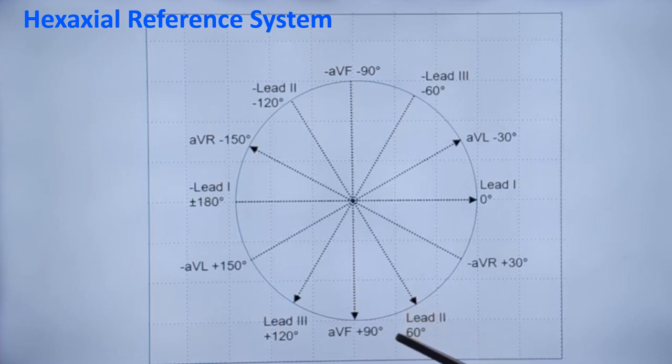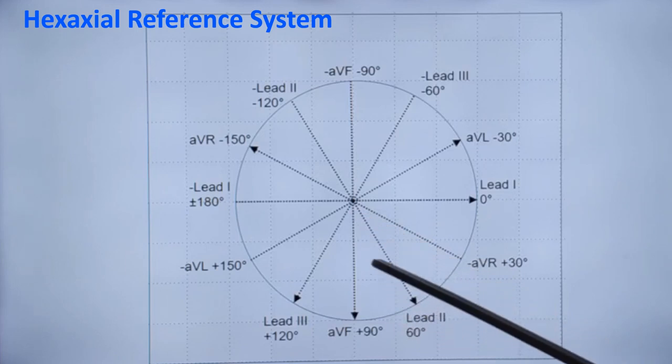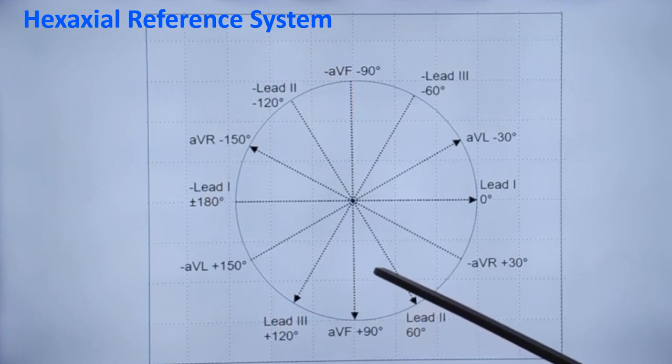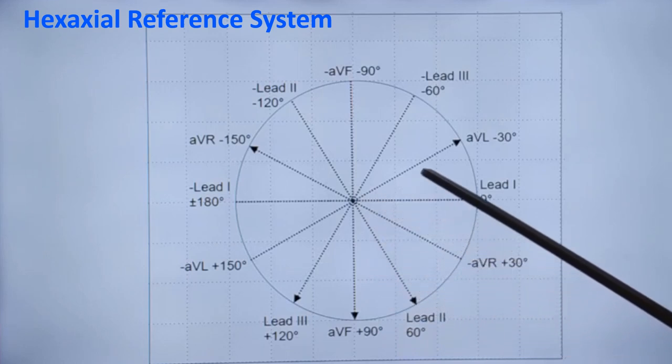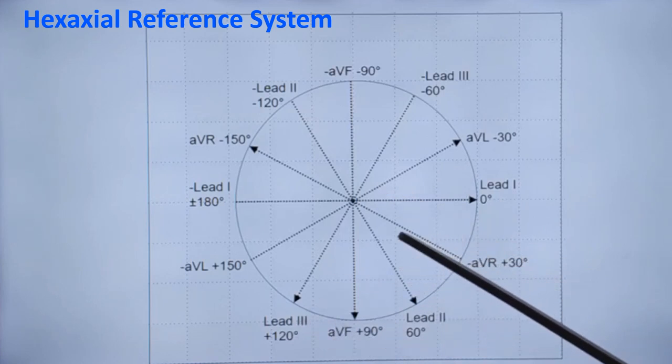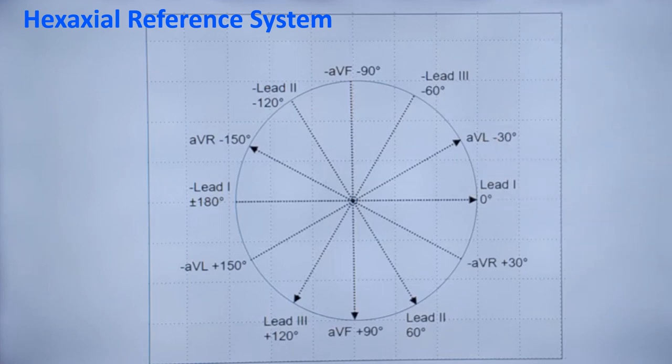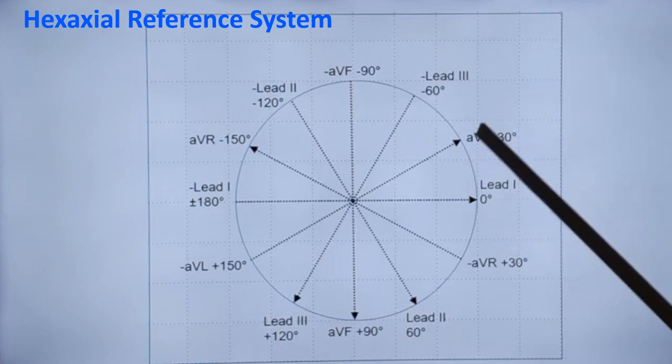And when the QRS is almost equal in two leads, say for example in AVF and lead 2, then the axis will be somewhere in this direction. Maximum deflection is between AVF and lead 2, or rather both have equally tall QRS complexes. Then if you look at the perpendicular region, in this region you will have minimum QRS deflection. That is in AVL and lead 1, you will have minimum amplitude. That's the second way of finding out the axis.